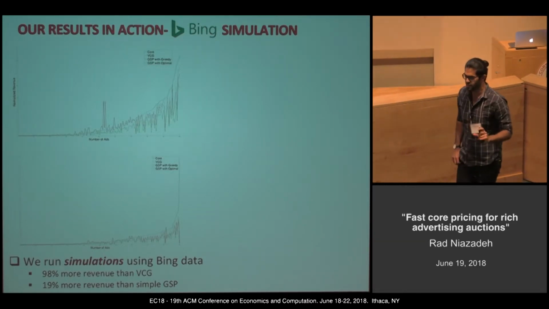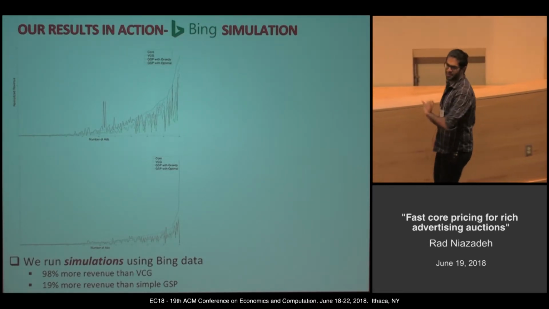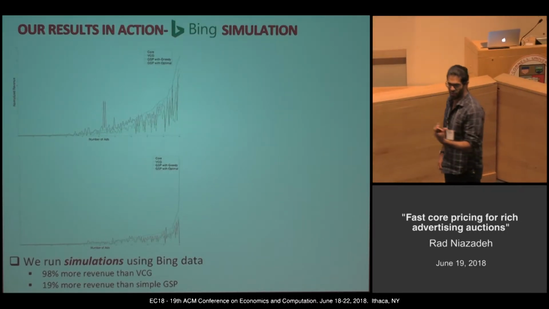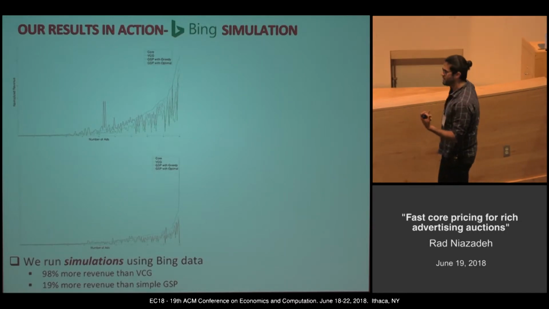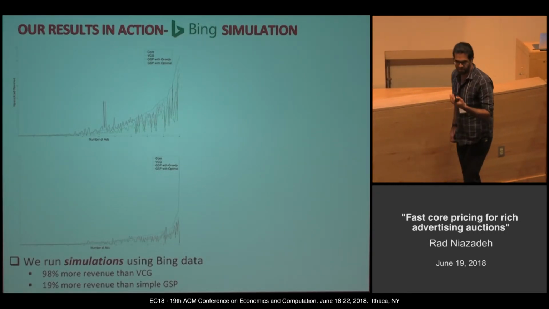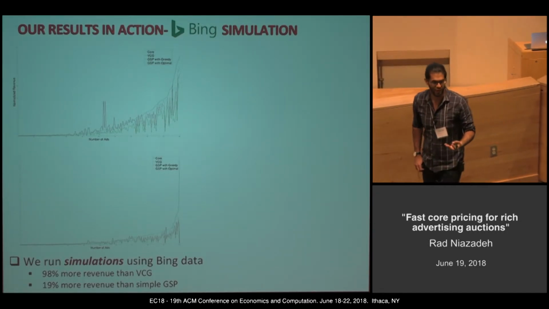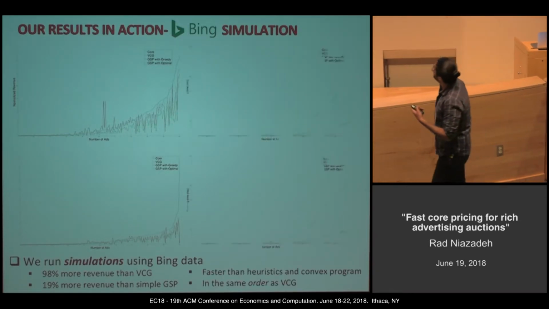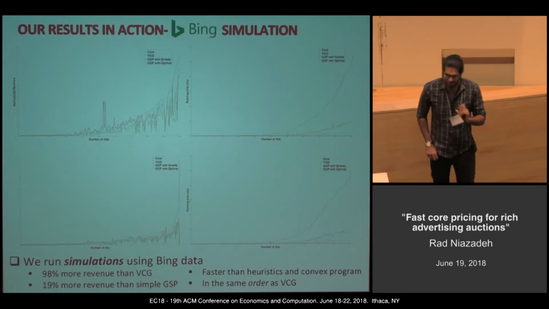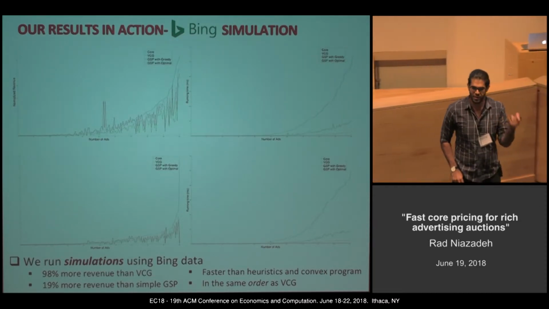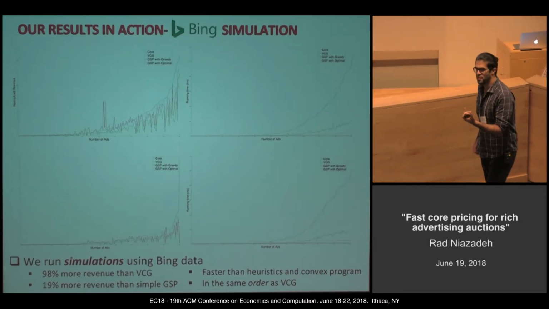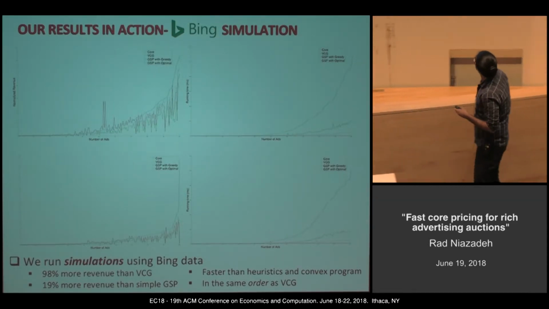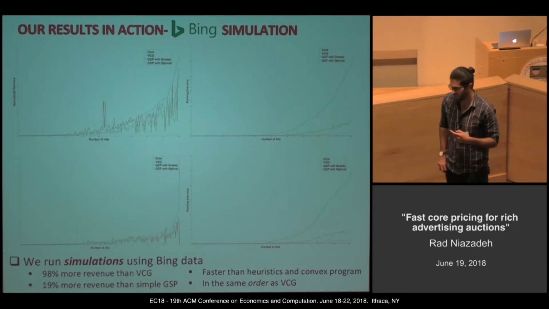We couldn't compete with the GSP with the optimized prices, but that's a separate issue, because when you optimize reserve prices using machine learning algorithms, it boosts the revenue, and you can use reserve prices for any auction, even if you are running core. And in terms of running time, we were definitely slower than VCG, but in the same order as VCG and faster than the heuristics that I mentioned in the previous slide, and definitely LP solvers.